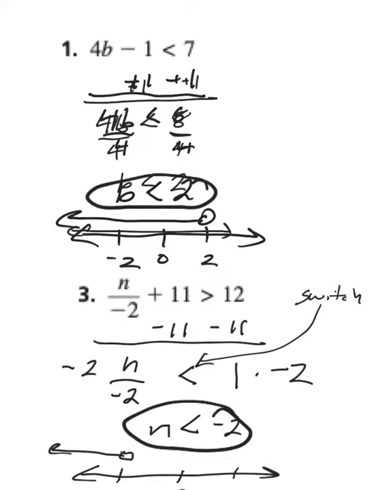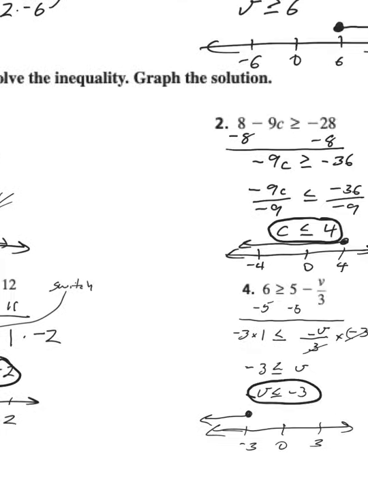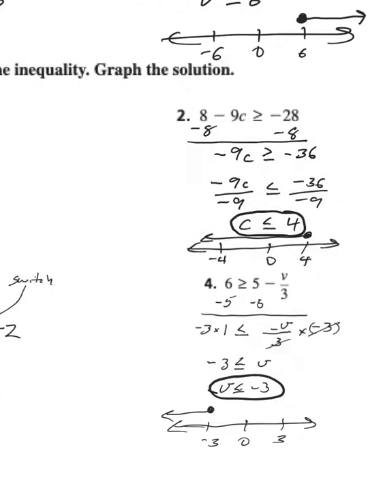Anyway, for number 1, somewhere in here is the answer. B is less than 2, and hollow dot, shade to the left. That was pretty straightforward. Number 2 is also reasonably straightforward, except that in this case, we're going to divide by a -9, which means that we have to switch the signs. So if you notice right here, we switch the sign when I divided by the -9. I recommend switching it as soon as you get that division sign in there. And then for this one, it's going to be C is greater than or equal to 4. Hopefully that makes sense.